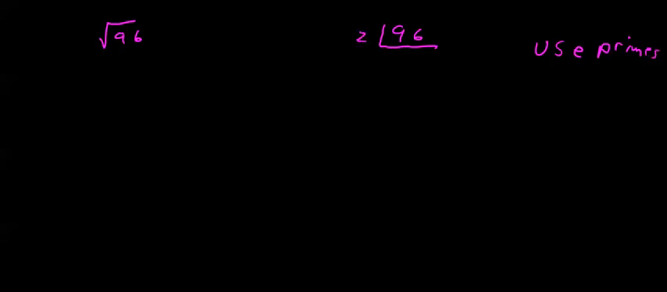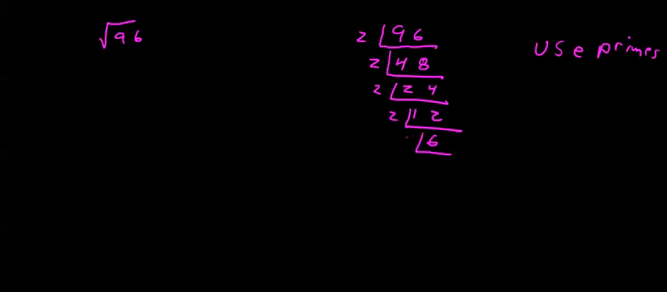So 2 goes into 96, 48 times. 2 goes into 48, 24. 2 goes into 24, 12. 2 goes into 12, 6. 2 goes into 6, 3 times. So 96 is nothing more than 2 times 2 times 2 times 2 times 2 times 3.